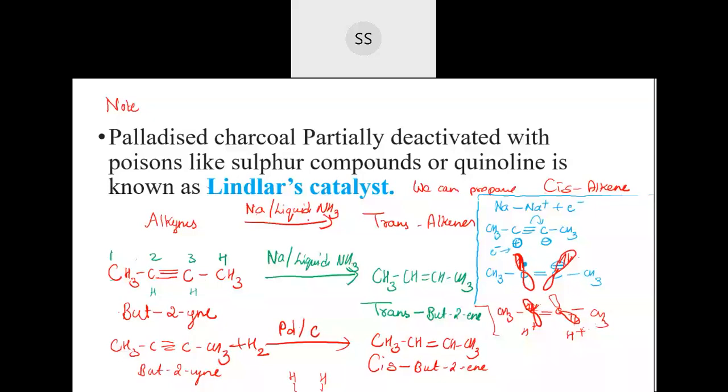Yeah, so we are done with the preparation part. We have finished the four preparations. You can be thorough with this. Now moving on to the properties. I'm starting with the chemical properties. You know what chemical properties are? Where new compounds with new properties are formed. In that, the first chemical property is addition of hydrogen.